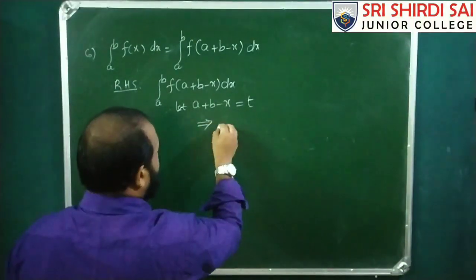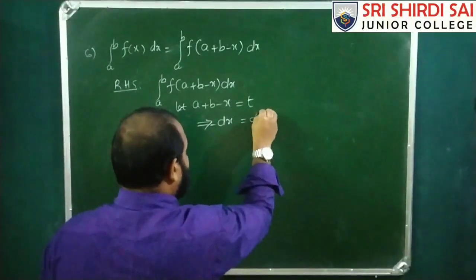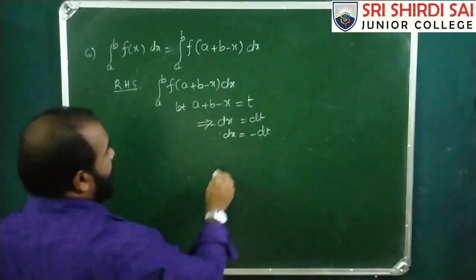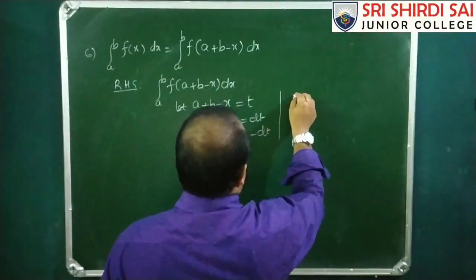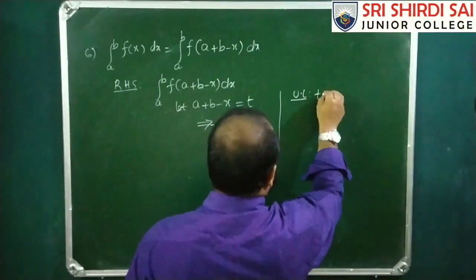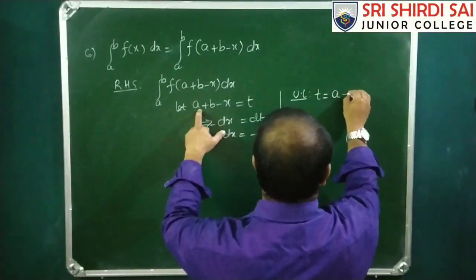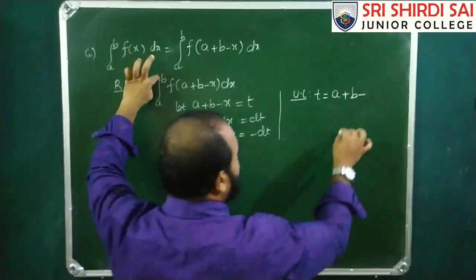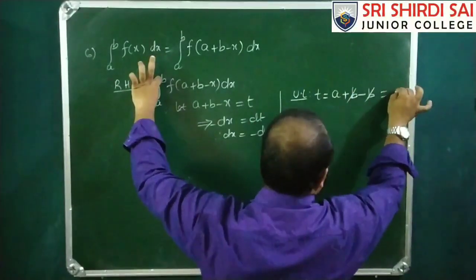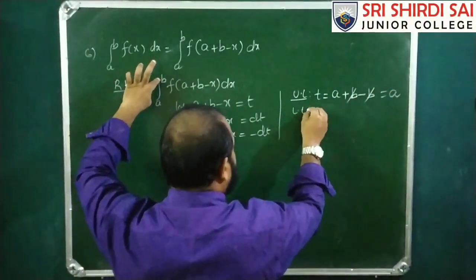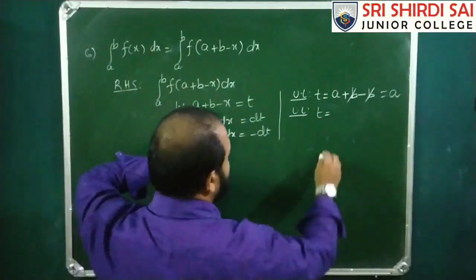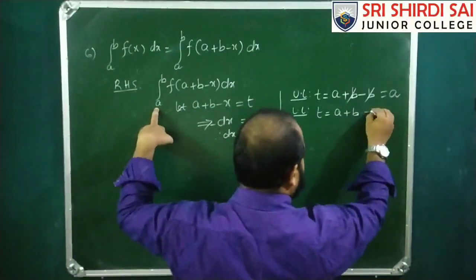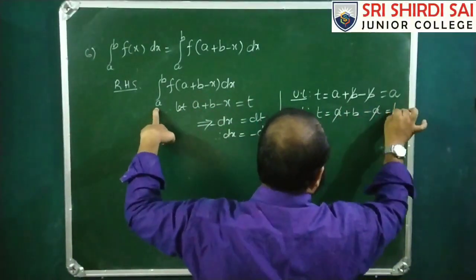Now minus dx equals dt. Therefore dx equals minus dt. Now upper limit and lower limit. So upper limit, t is equal to a plus b minus x. Upper limit is b, so this b gets cancelled, left with a. Lower limit, t is equal to a plus b minus x, where the value of x is a. So a gets cancelled, b.